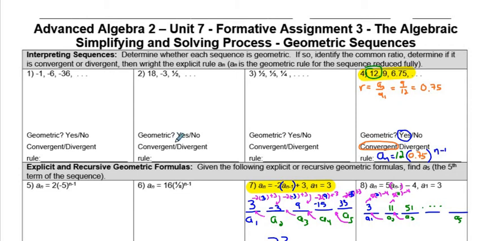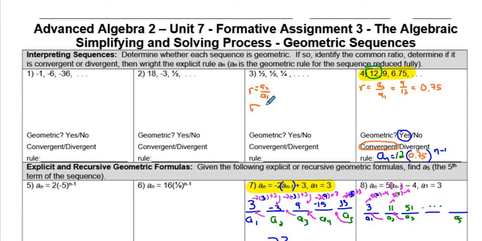All right, let's go over some problems from 7.3. And keep in mind that to find R, when you have adjacent terms, you just divide the second term by the first term. So I'm going to show you this one because this one is not geometric.